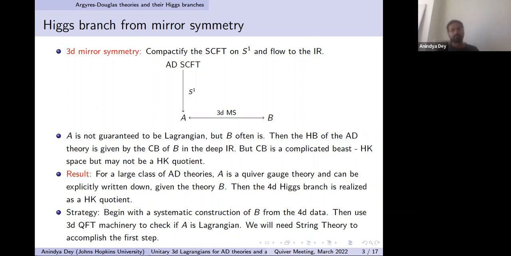So if A is Lagrangian, then you have the realization of the 4D Higgs branch as the Higgs branch of a 3D N=4 theory.